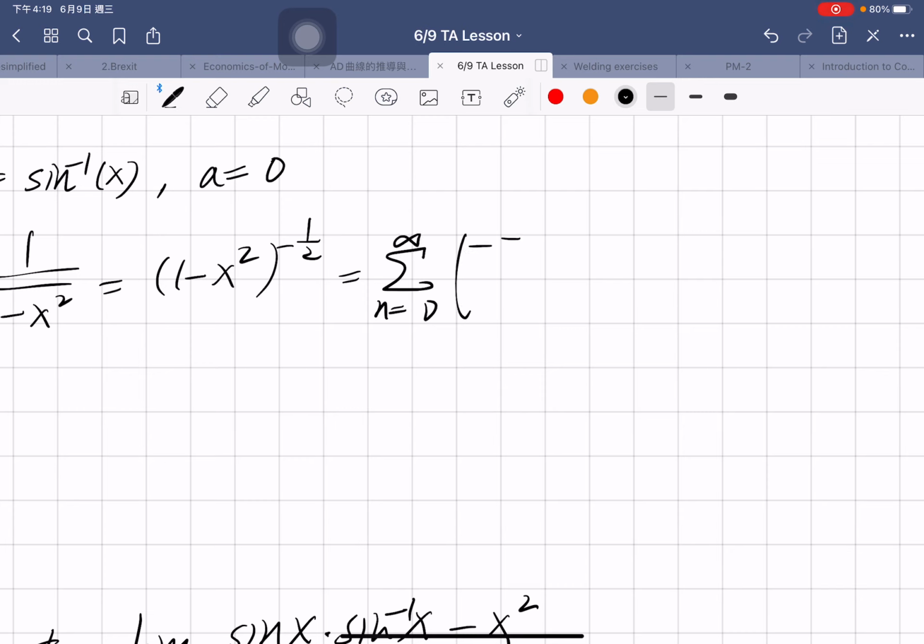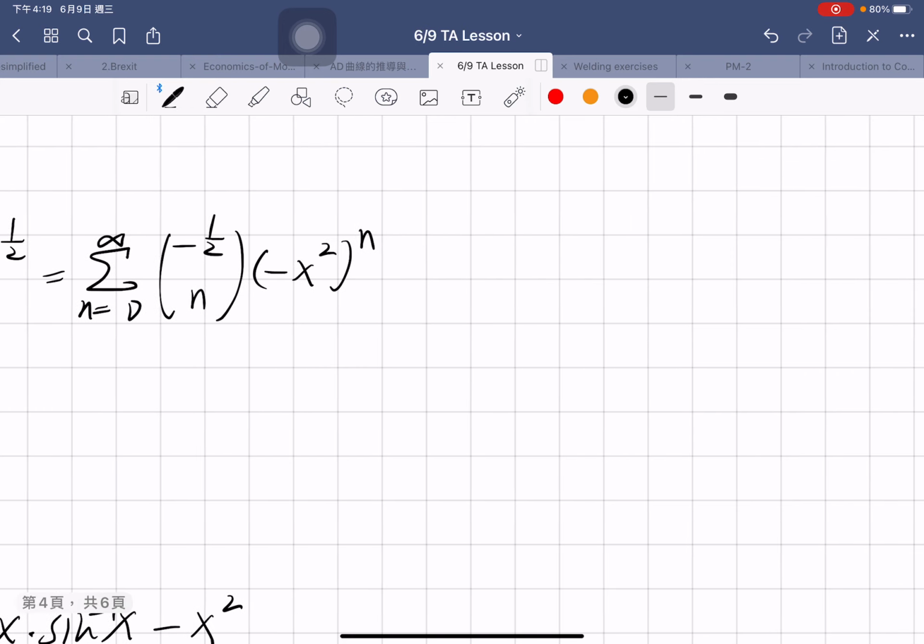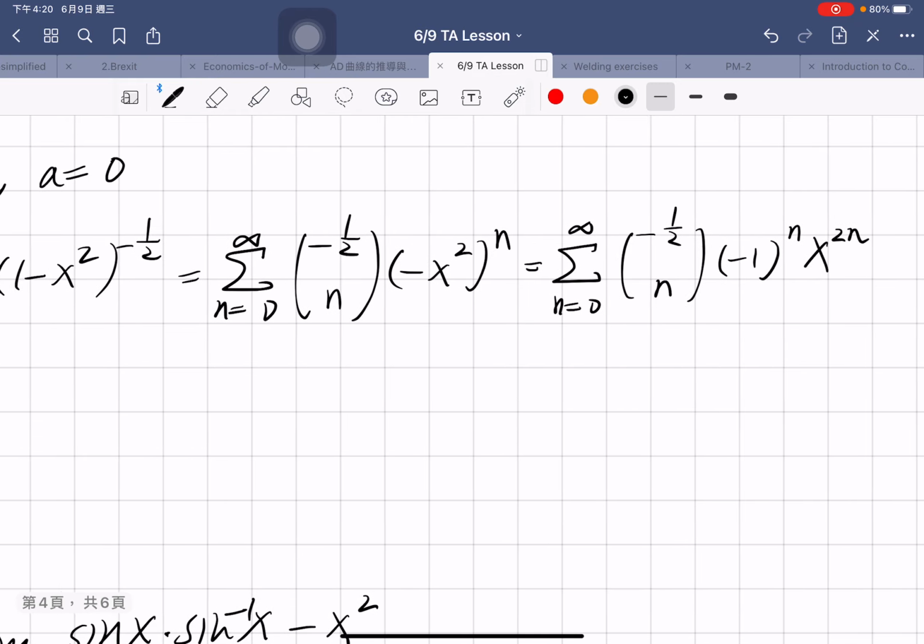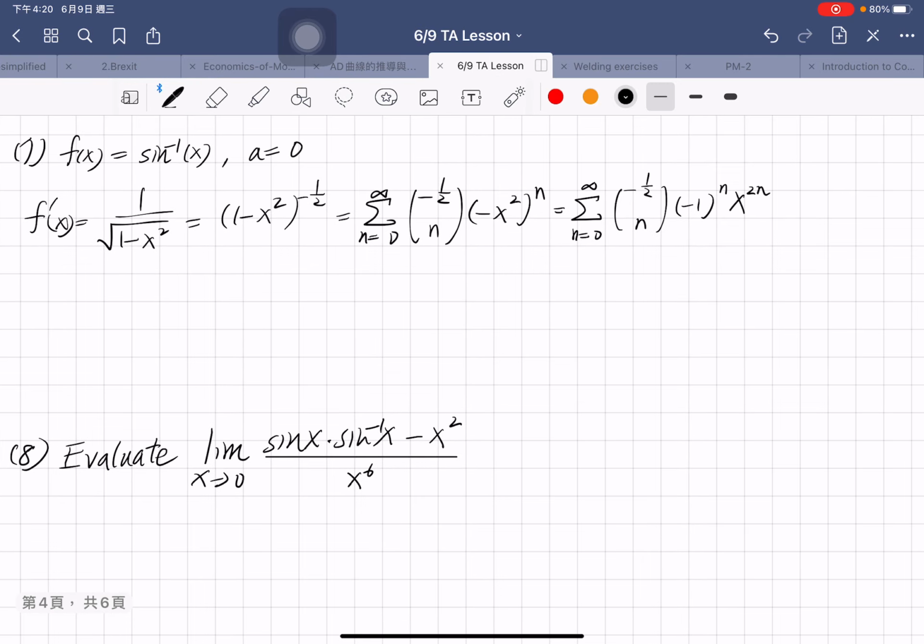So it will be minus 1 over 2, choose n, and minus x squared with the n power. And we simplified it, and now from 0 to infinity, minus 1 over 2, choose n. We take our minus 1 out. Okay, so now we have the derivative of our function in the summation form. So now we need to integrate.